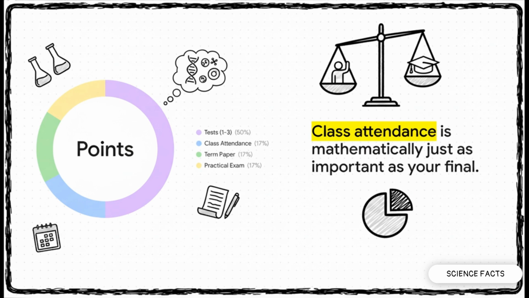Your entire course has a maximum score of 60 points, but look really closely at how those points are distributed. Every single category is weighted equally at 10 points each. You've got 3 separate tests, a term paper, your final practical exam, and class attendance. So here's a massive strategy note for your studying. Class attendance is mathematically just as important as your final practical exam. Showing up is literally 1/6 of your entire grade.